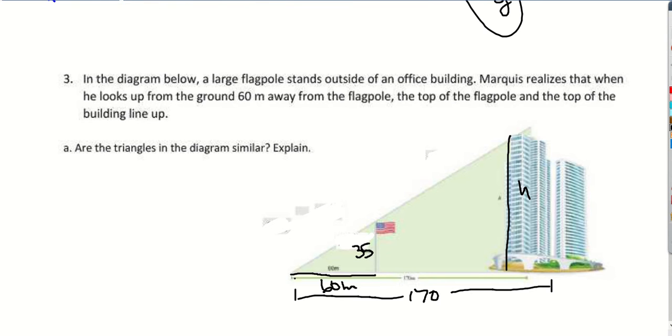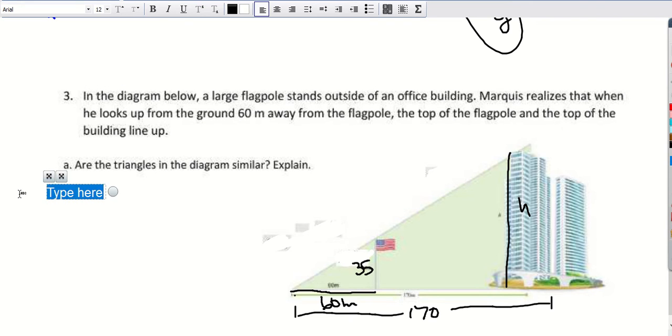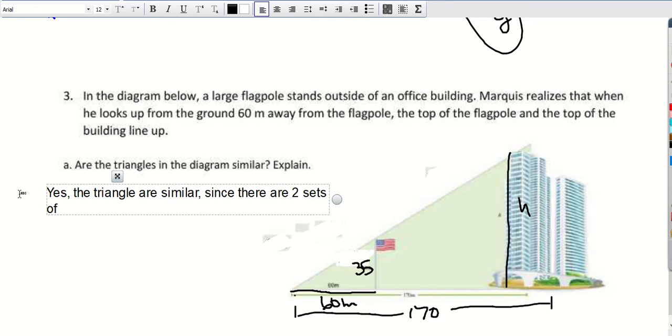All right. So in the same concept here, we want to know, are the triangles similar? And we would say yes, the triangles are similar since there are two sets of corresponding angles that are congruent. And we can mark those down.